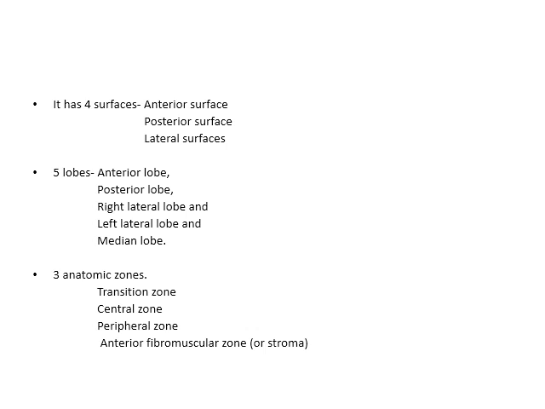So there are 5 lobes in the prostate gland. We have anterior lobe, posterior lobe, right lateral lobe, left lateral lobe and median lobe. The 3 anatomic zones are transitional zone, central zone, peripheral zone. Apart from that, there is one more area called anterior fibromuscular zone or anterior fibromuscular stroma.